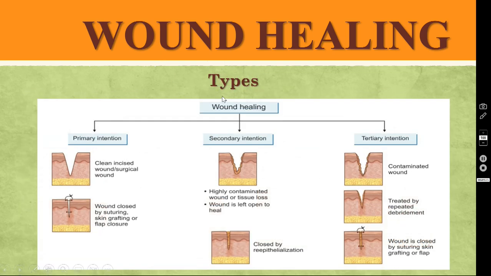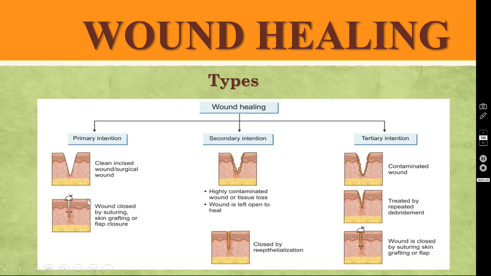What are the various types of wound healing? This you can divide into primary intention wound healing, secondary intention, and tertiary intention. If it is primary intention, usually it is a clean incised wound. An example is the surgical wound. The wound is closed by suturing or primarily by skin grafting or a skin flap cover. Okay, this is primary intention healing.